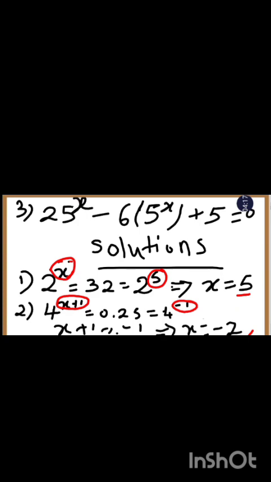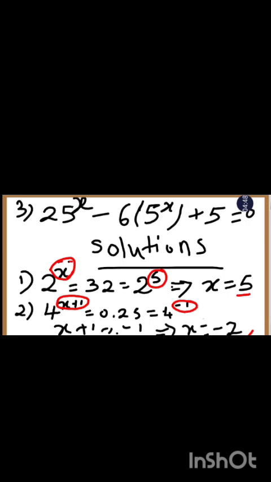0.25 is 1 over 4, which is 4 raised to the power negative 1. You see, we have been able to write it now. The base here is 4, the base here is 4. And since they have the same bases, for them to be equal, the powers must be the same. So x plus 1 equals negative 1, which implies x equals negative 2.